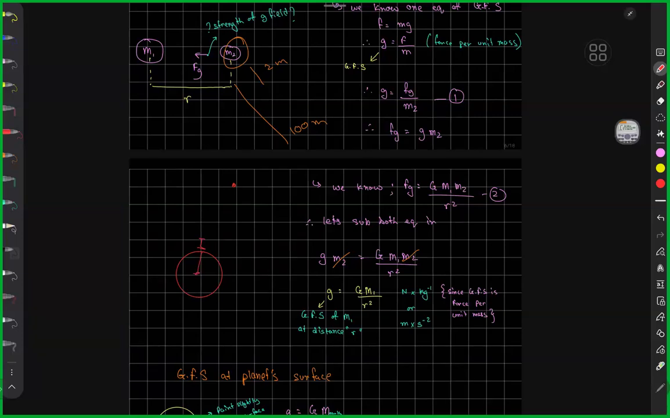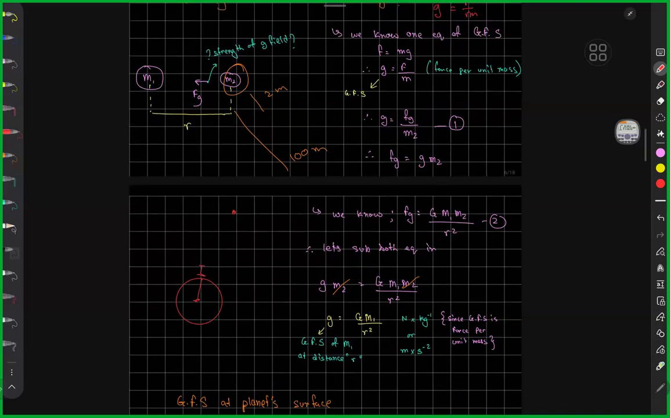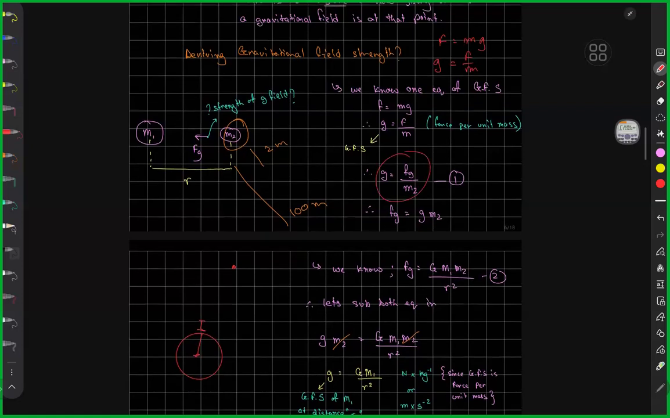Obviously the buildings are not even 1% of how big the radius of Earth is, right? Which is why we assume near Earth's surface, g is 9.81 and constant. So essentially, this is what's happening over here.